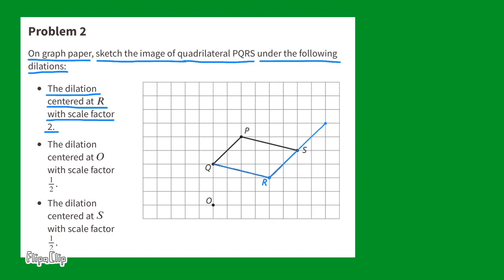Now do the same with point R and point Q. Start at R, go to Q, and then past point Q, so that you've gone 2 times the distance from R to Q. And finally, we can do the same thing with point R and point P. You're going to go twice the distance of point R to point P, taking you past point P. Draw your new points and connect the points. And this shows the dilation of quadrilateral PQRS with a scale factor of 2.